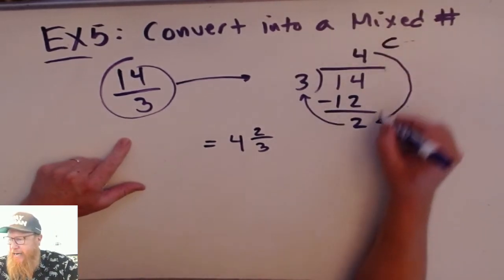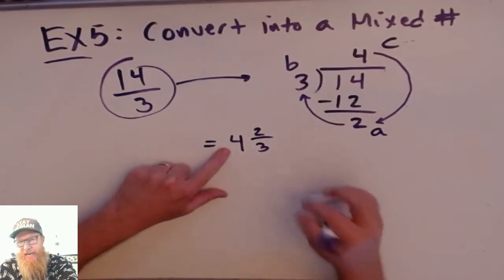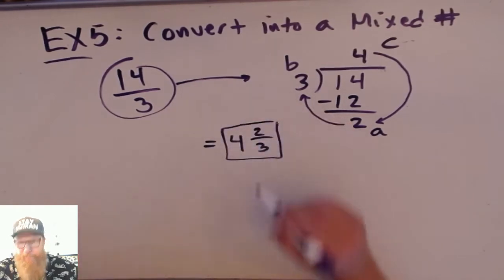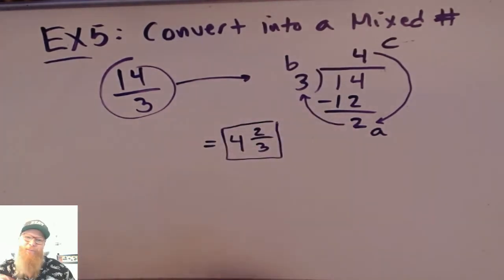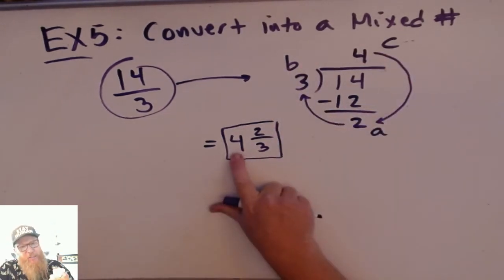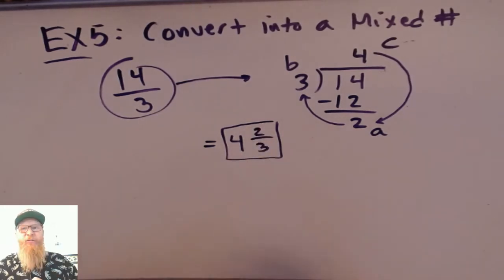Right. CAB. You could do your own version, ABC, if you really like it alphabetical. I like CAB. C stands for constant, whole number constant. AB stands for the fraction AB.